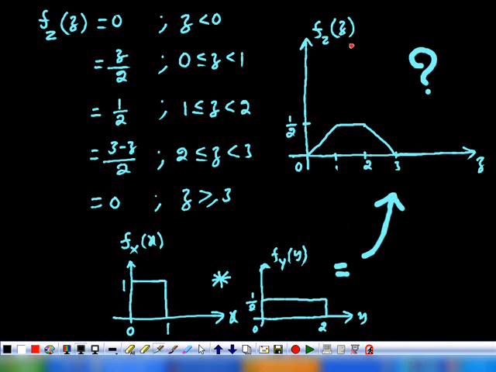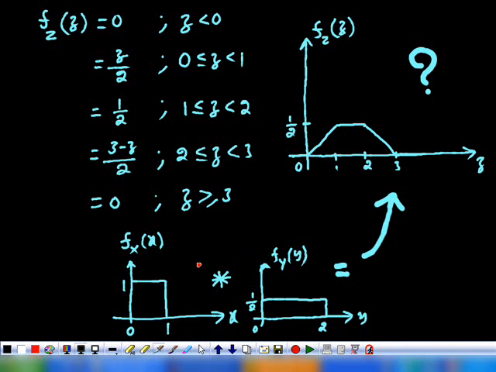See, fz of z is greater than or equivalent to 0. That condition is satisfied. What about the area under this? It should be 1. Check it. Area of this is 1 by 2 into 1, 1 by 2. Here also 1 by 2 into 1 by 2, 1 by 4. This is 1 by 2. 1 by 4 plus 1 by 2 plus 1 by 4 is 1. So it is a valid density function.